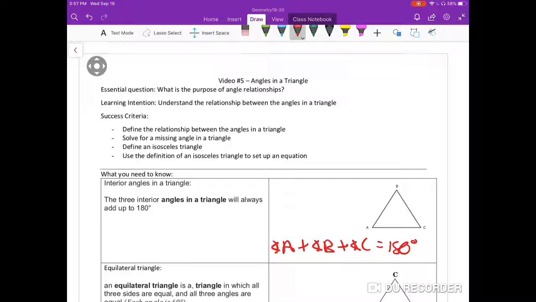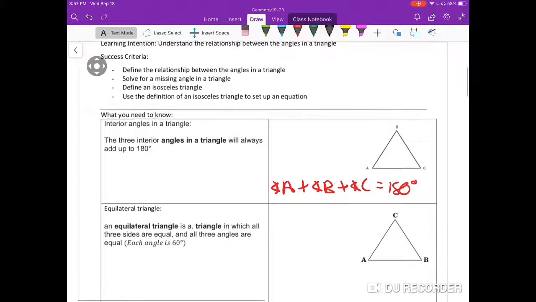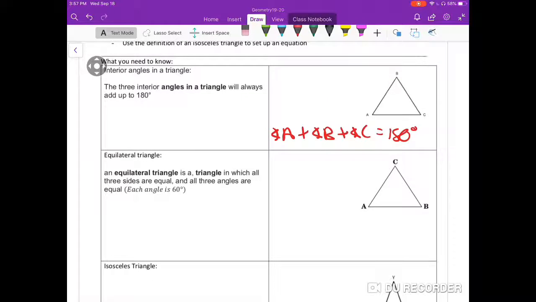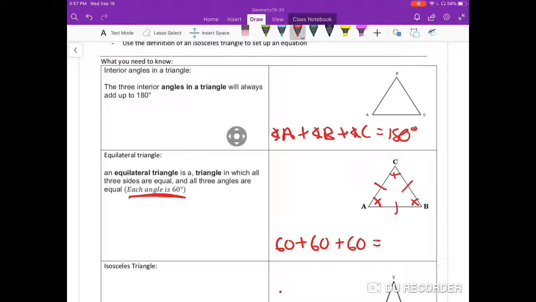All right. The next type of triangle that's very important is an equilateral triangle. In an equilateral triangle, all three sides are equal, so we can mark that, and all three sides are congruent. All three angles are congruent, so we can mark that as well. That's why it says equilateral. And each angle is 60 degrees. Why? Because of the rule from up here that all three have to add up to 180. So if all three of them are the same and they have to add up to 180, 60 plus 60 plus 60 is 180 degrees.